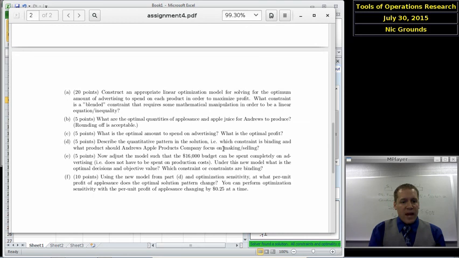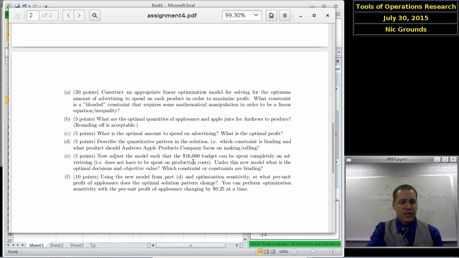Describe the quantitative pattern. So obviously we chose to spend as much on advertising as we could, all on apple juice. And by as much as we could, I mean we couldn't have spent more in advertising without violating the budget. So we were using all of our budget between the production of the applesauce and apple juice and the advertising of apple juice. Okay, so that would be the sort of description, I would say.